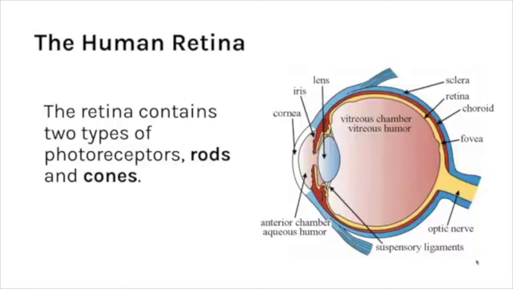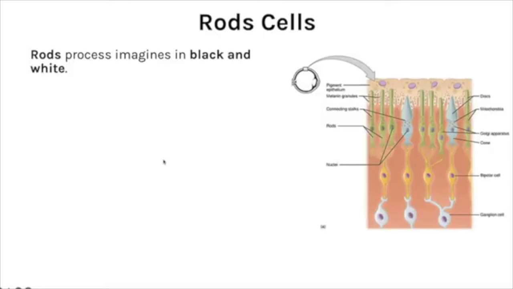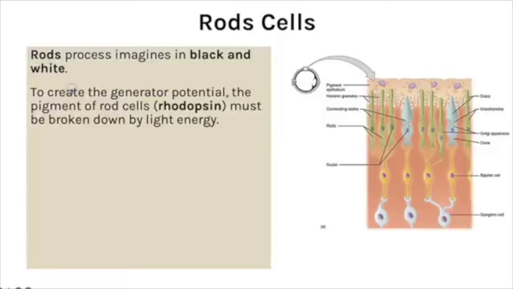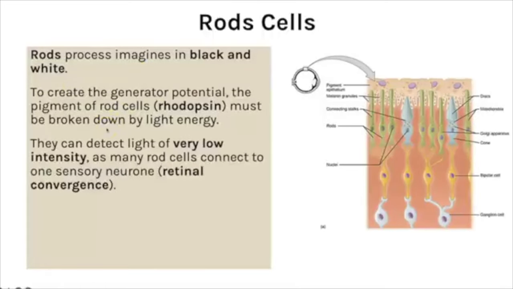The next two receptors are both found in the human retina, and these were the photoreceptors, rods and cones. Now, rod cells are named because of their shape. They are more rod-like in shape, and they can only process images in black and white. Now, to create the generator potential, the pigment in the rod cells, which is rhodopsin, must be broken down by light energy. Now, they can detect light at very, very low intensities.